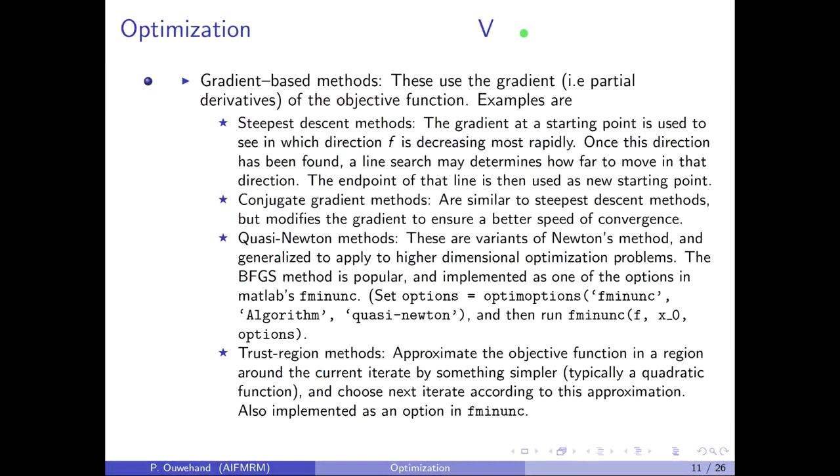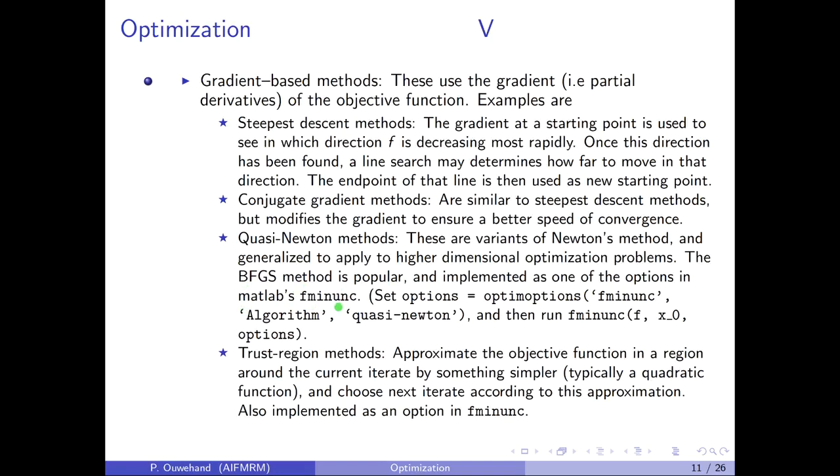Apart from direct search methods, there are also gradient-based methods, and these use the gradient, in other words the vector of partial derivatives of the objective function, in order to decide how to move. We've just dealt with a gradient descent method, which is a steepest descent method. There are other variants of this, the so-called conjugate gradient methods, which are very similar, but modify the gradient to ensure a better speed of convergence. Then there are quasi-Newton methods, which are variants of Newton's method in order to find a place where the gradient is 0. A very popular method that works very well in certain cases is the so-called BFGS method, which can be implemented as one of the options in MATLAB's function fminunc.